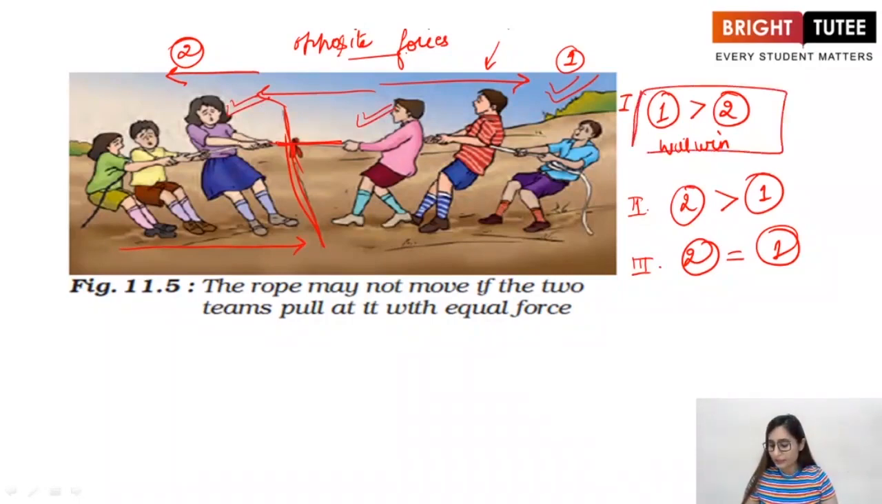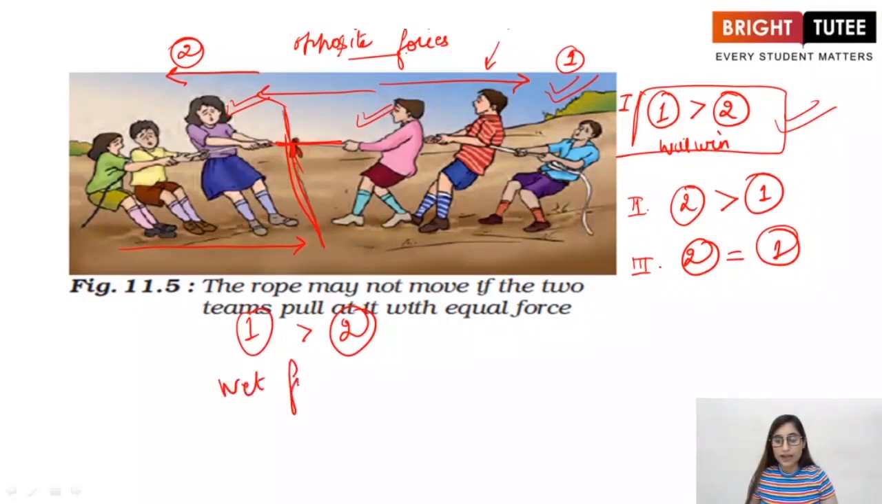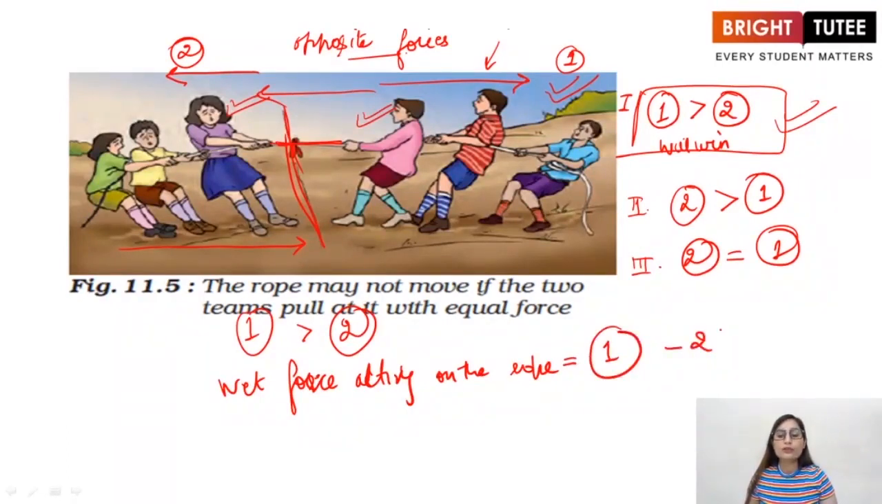Taking the first case scenario to be true, that team 1 applies more force than team 2, the net force acting on the rope will be equal to the force applied by team 1 minus the force applied by team 2, because team 1 is applying more force. So the net force will be the difference of both the forces, right? And we subtract the smaller force from the larger force to get the value of the net force, right?